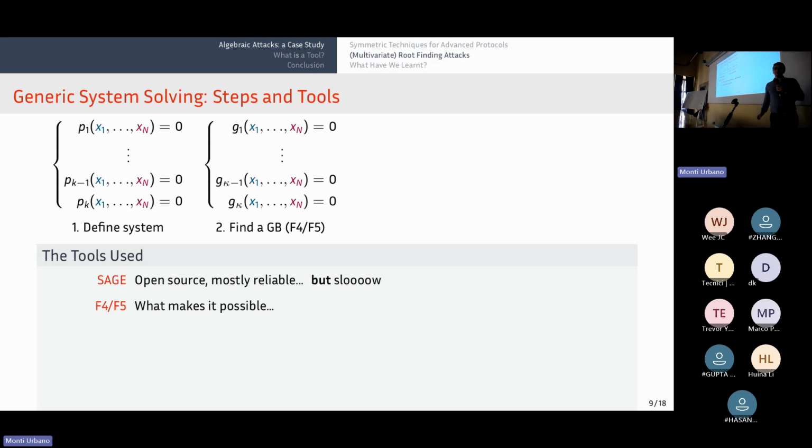Then, in order to be able to find the roots of this system, you're first going to compute its Grobner basis. So GB is Grobner basis. I won't go into the theory of Grobner basis. I did that yesterday. It takes a while.